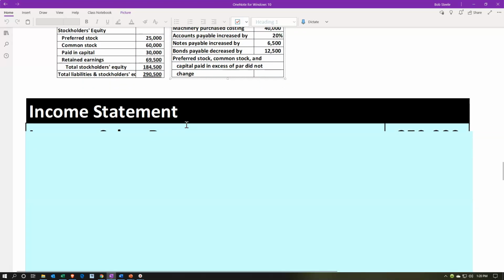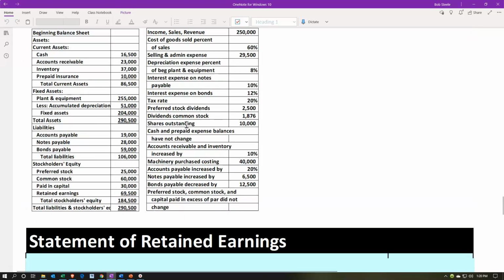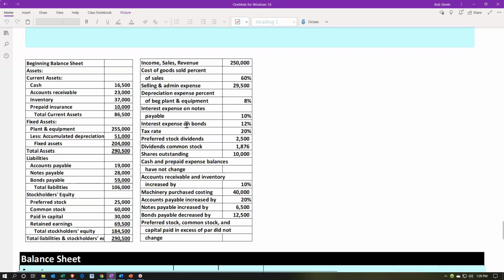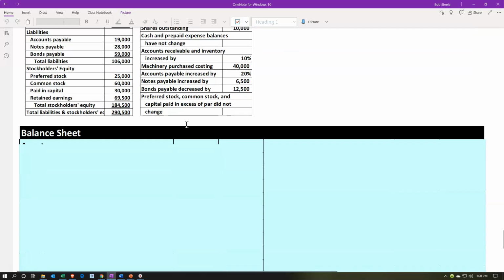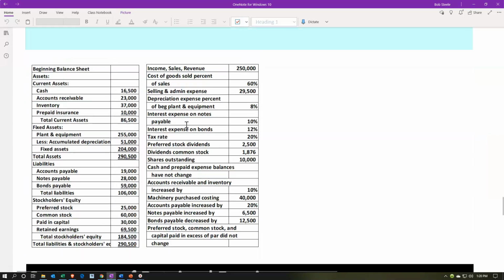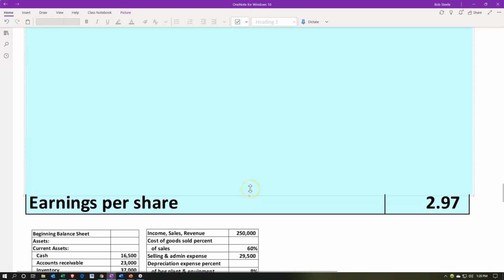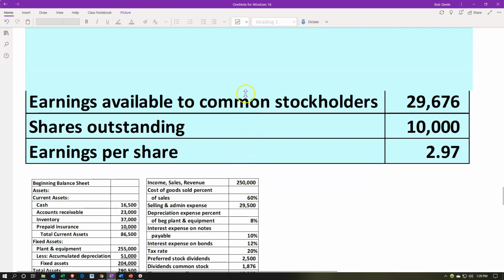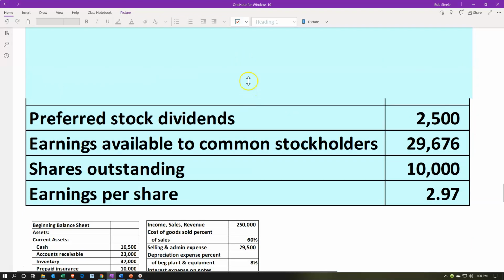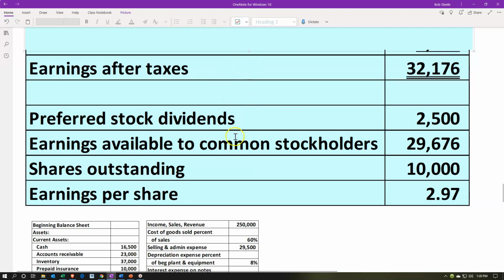Now, when you build the financial statements, most books will say you have to do the income statement before you do the statement of retained earnings and then the balance sheet. Why do you have to do it this way? Because when you think about the link between these three statements, which is what I want to focus in on here, the bottom line of the income statement is going to be the income here, the earnings after taxes, or if there are preferred dividends, the earnings available to the common stockholders.